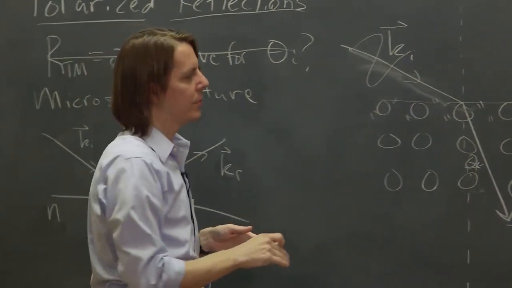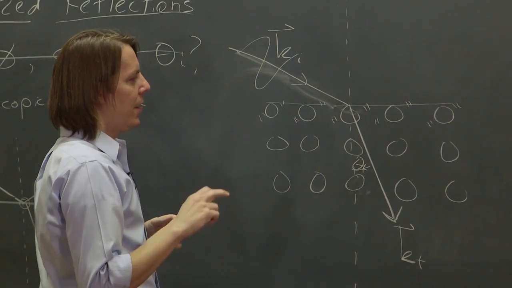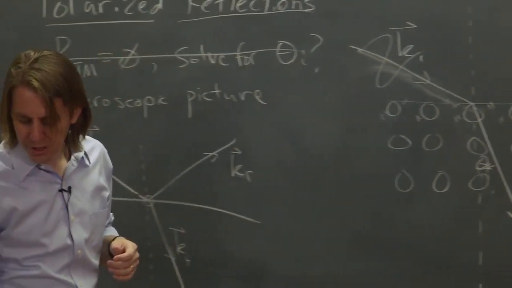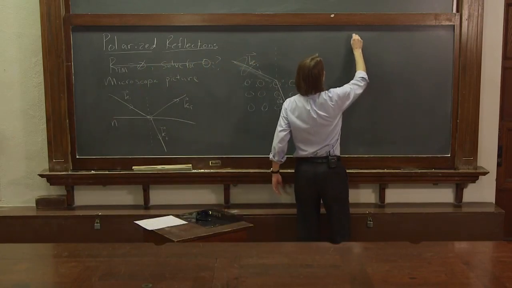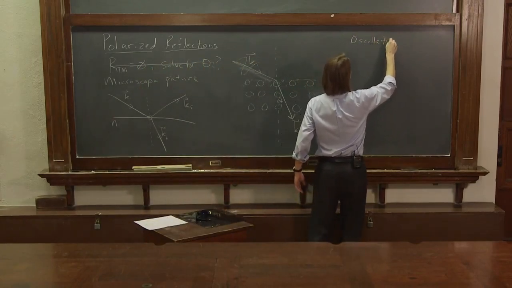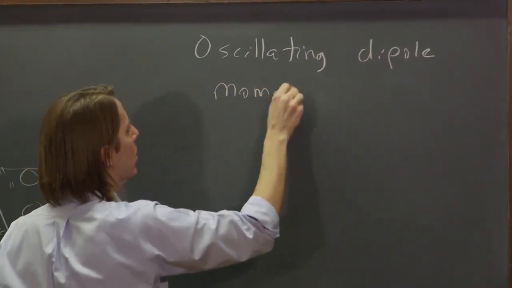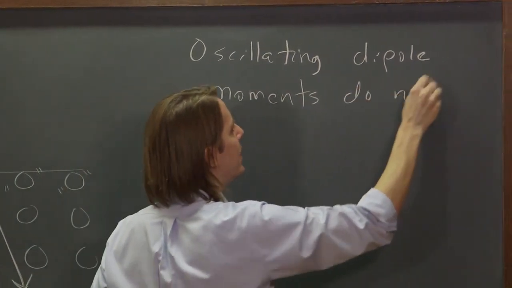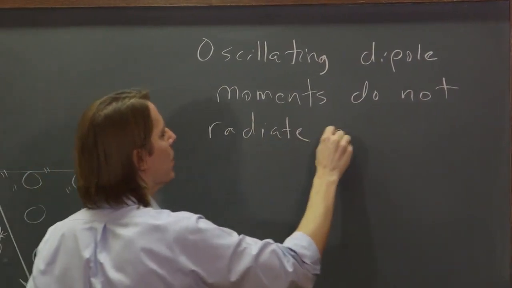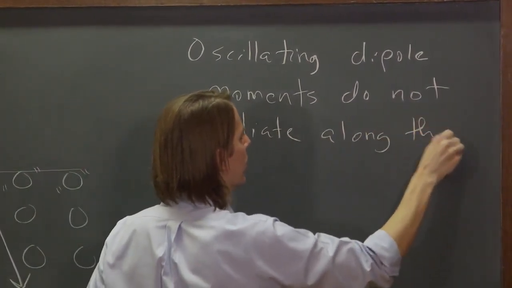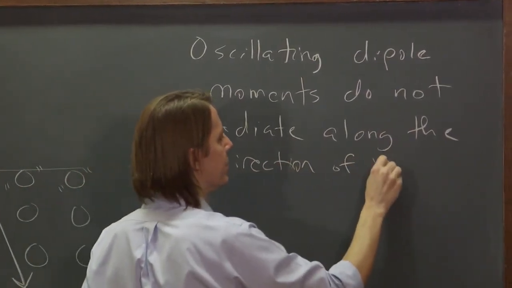So that's how they're shaking, okay? Not perpendicular to the incident, but perpendicular to the transmitted. Now, one thing you need to know about oscillating electrons is this is basically a little oscillating dipole moment. So oscillating dipole moments do not radiate along the direction of vibration.